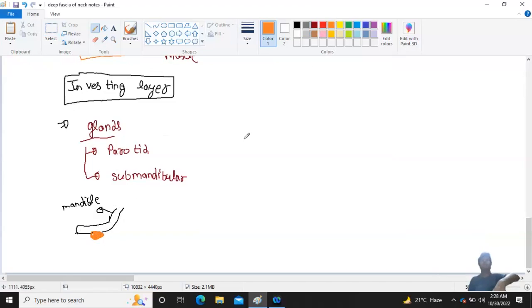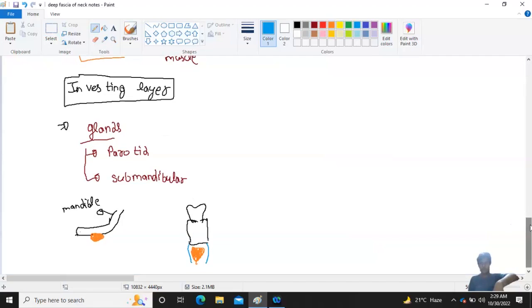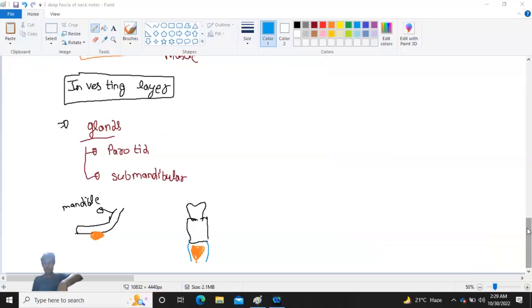Let's say we draw a different section for this. Let's say this is one section of the mandible. On the mandible, we have a tooth. Then this is the sagittal section. Here is the submandibular gland. This is the submandibular gland, and there is fascia present which covers it from both sides. One is the inner layer and one is the outer layer. Done.